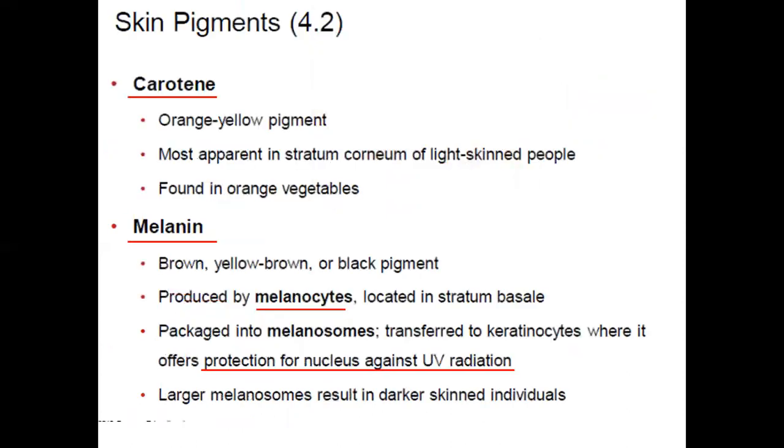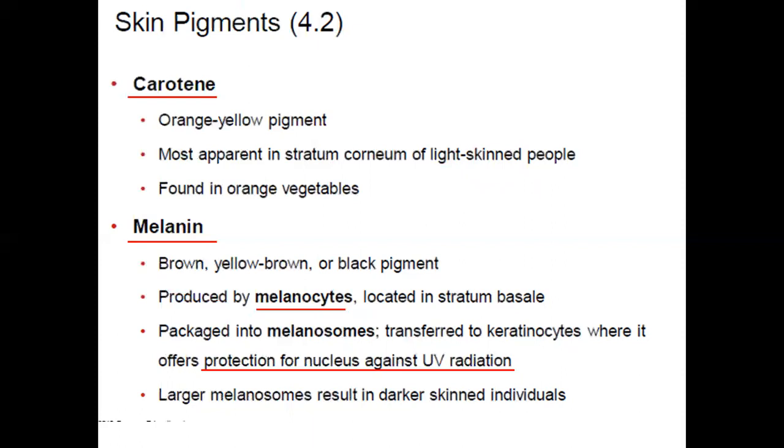Keratin is an orangish yellow pigment, mostly apparent in the stratum corneum, the outermost layer of keratinocytes in the epidermis of lighter skinned individuals. This substance is also found in orange vegetables. So if you ever see somebody who eats a ton of carrots, way too many carrots than a person should actually eat, their skin can actually start to pigment toward a more orangish yellow color.